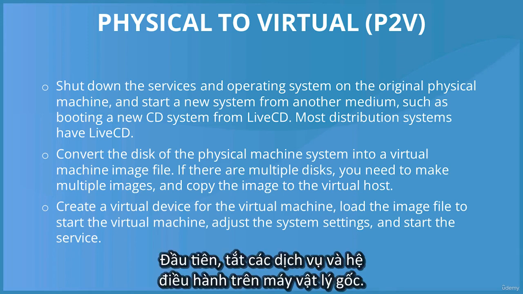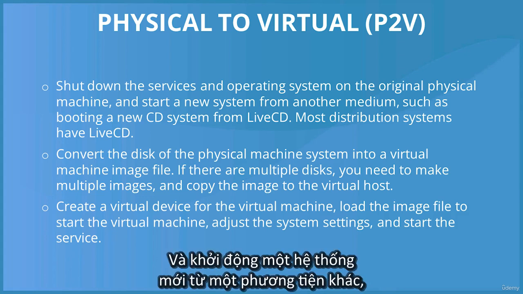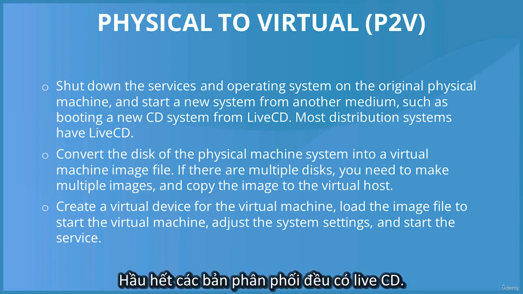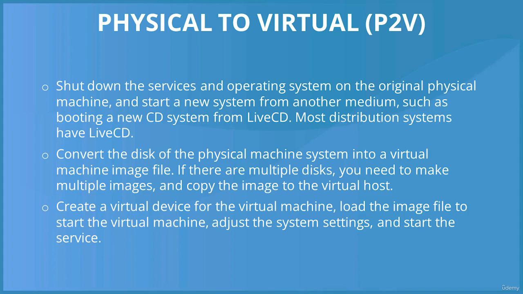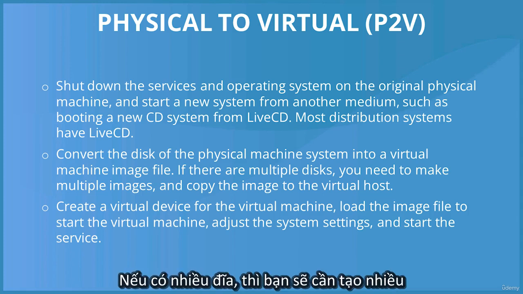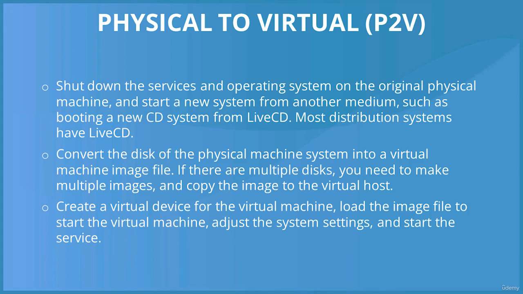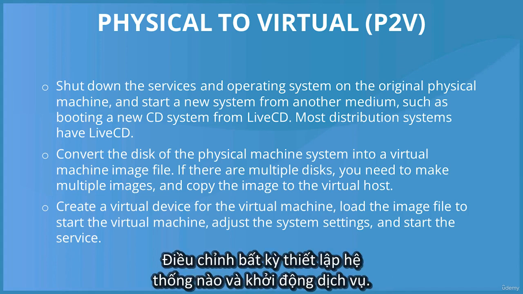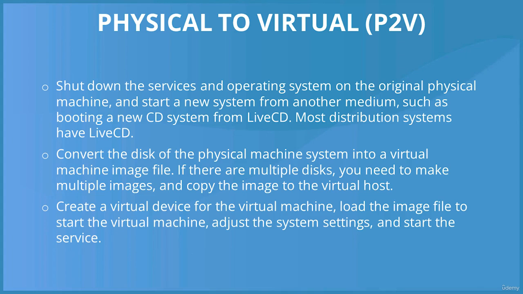So first, shut down the services and operating system on the original physical machine, and start a new system from another medium, such as booting a new CD system from Live CD. Most distros have Live CD. Convert the disk of the physical machine system into a virtual machine image file. If there are multiple disks, you're going to need to make multiple images and copy the image to the virtual host. Then create a virtual device for the virtual machine. Load the image file to start the virtual machine, adjust any system settings, and start the service.